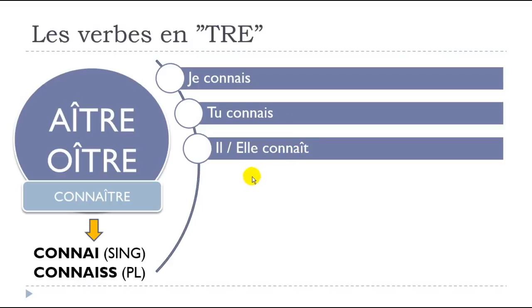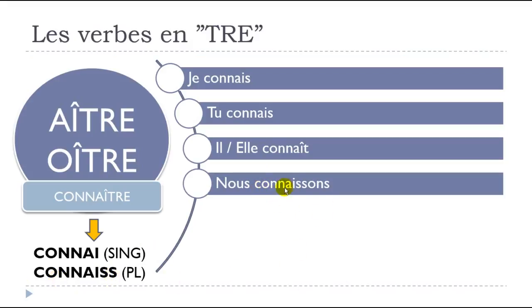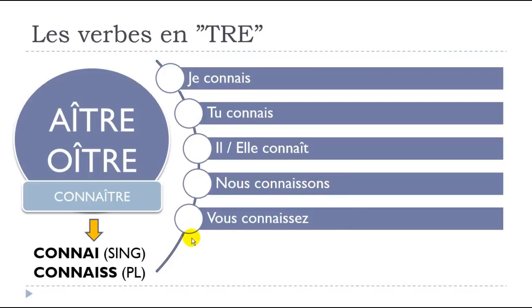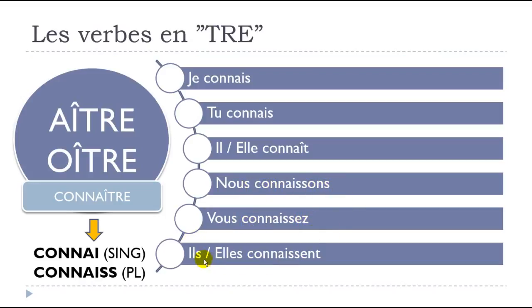For the plural form, keep in mind that we've got our stem here, our root connaissent, okay, so we should put it back here and then add the ending ONS. Nous connaissons, vous connaissez, ils connaissent, elles connaissent.